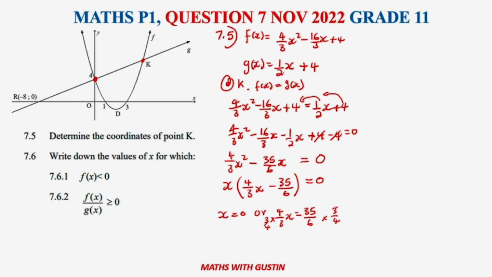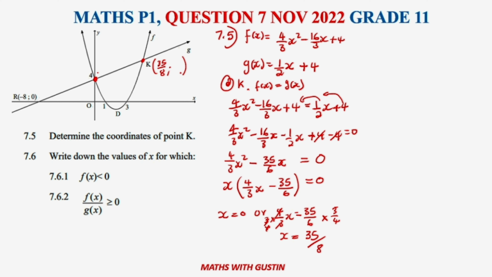The answer will still be the same, guys. All right, therefore this and that will cancel out. You're left with x. If you put this in a calculator, 35 divided by 6 multiplied by 3 over 4, it gives me an answer of 35 over 8. So we already know that one point is 0, so 0 would be this point here, and x equals 35 over 8 will be this point here.